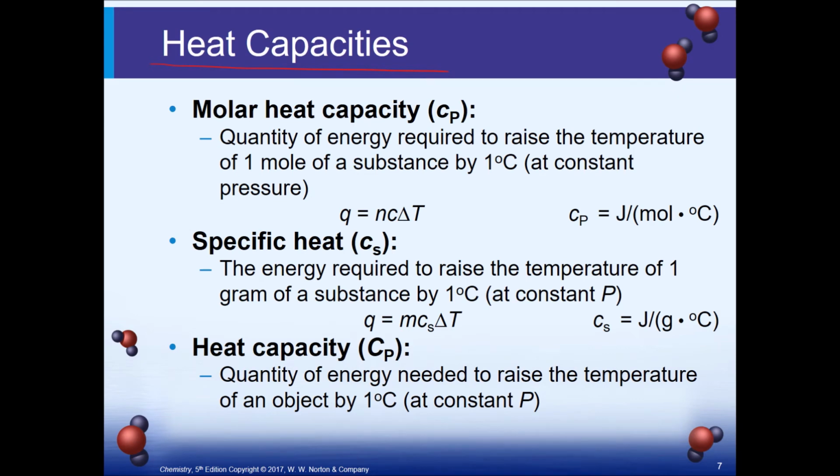The first type that we'll look at is molar heat capacity, indicated with a lowercase c and a subscript of P, indicating that it's taking place at constant pressure. This is the quantity of energy required to raise the temperature of 1 mole of a substance 1 degree Celsius, again at a constant pressure. For this, we have the equation that Q, or the amount of heat, is equal to the number of moles multiplied by the molar heat capacity multiplied by the change in temperature. The units for molar heat capacity are joules per mole degree Celsius.